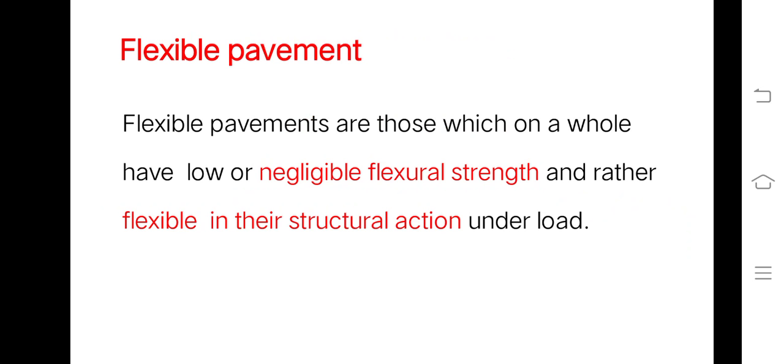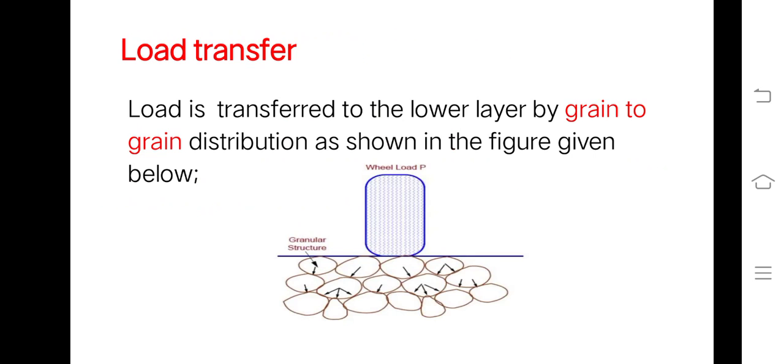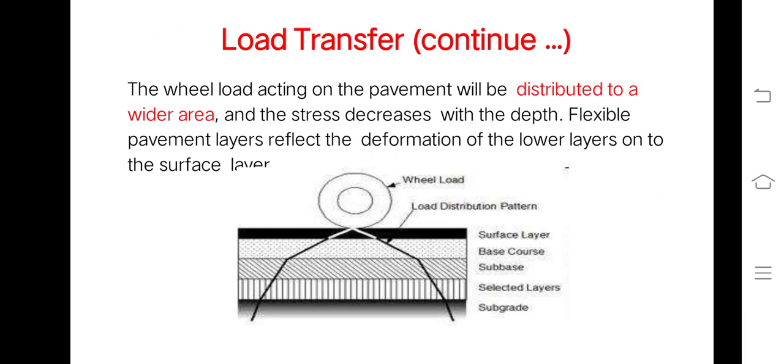Flexible pavements are those which on a whole have low or negligible flexural strength and are rather flexible in their structural action under load. So how is the load transferred? Load is transferred to the lower layer by grain to grain distribution as shown in the figure below. Now see here, when the load is applied on the surface, each grain will distribute the load to the underlying surface. The wheel load acting on the pavement will be distributed to a wider area and the stress decreases toward the depth. Flexible pavement layer reflects the deformation of the lower layer on the surface layer.